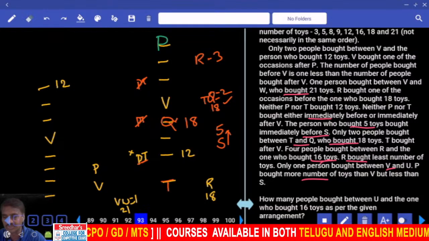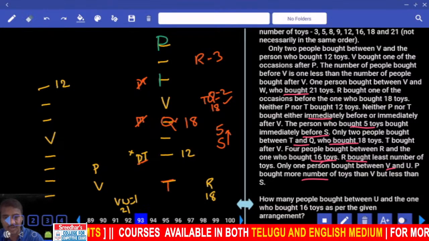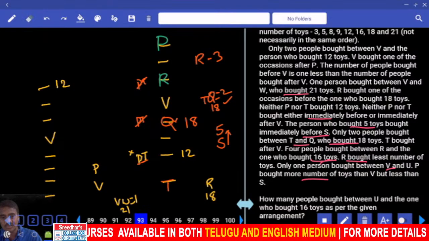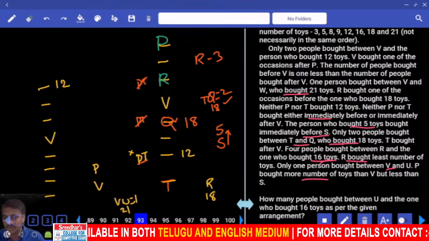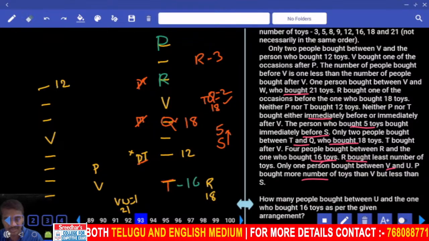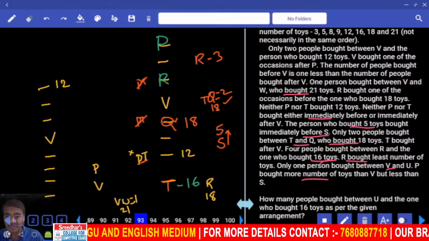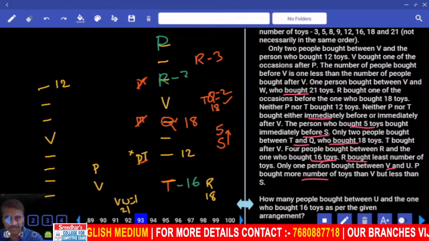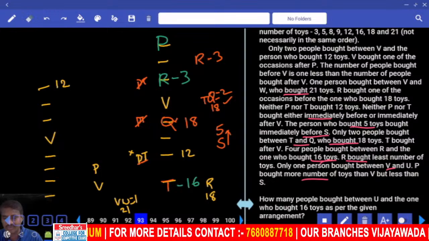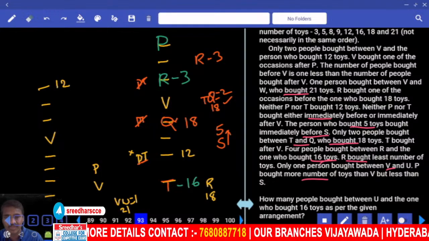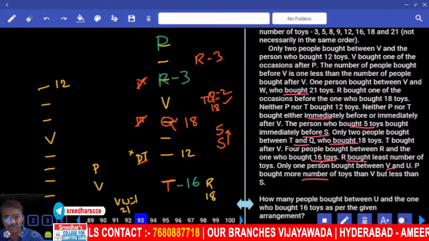Now if P is here, then where should this R be? Now R is here, 1, 2, 3, 4. And how many people? R and T, 16, there are 4. And R is how many? 3. The next one, S and 5. Where can I have this S and 5? My S and 5. R is 3.